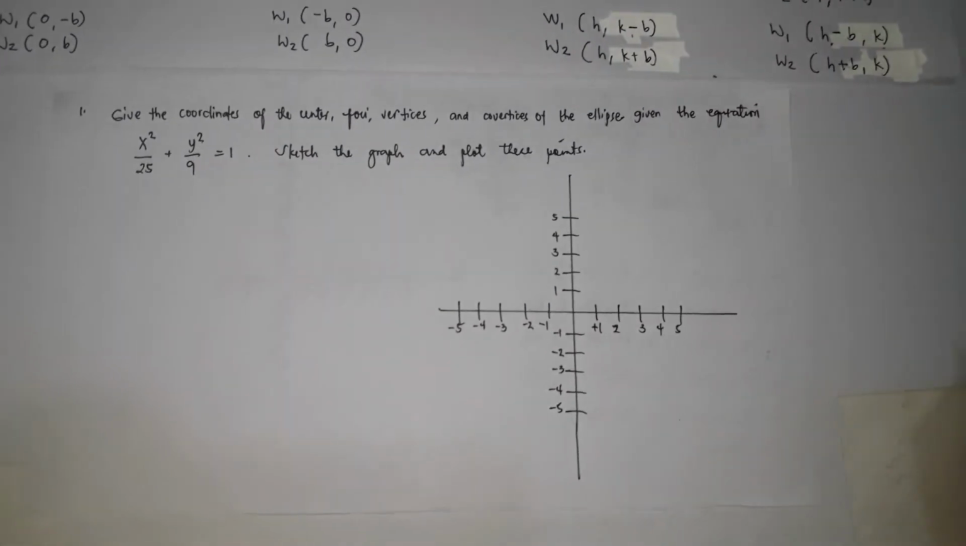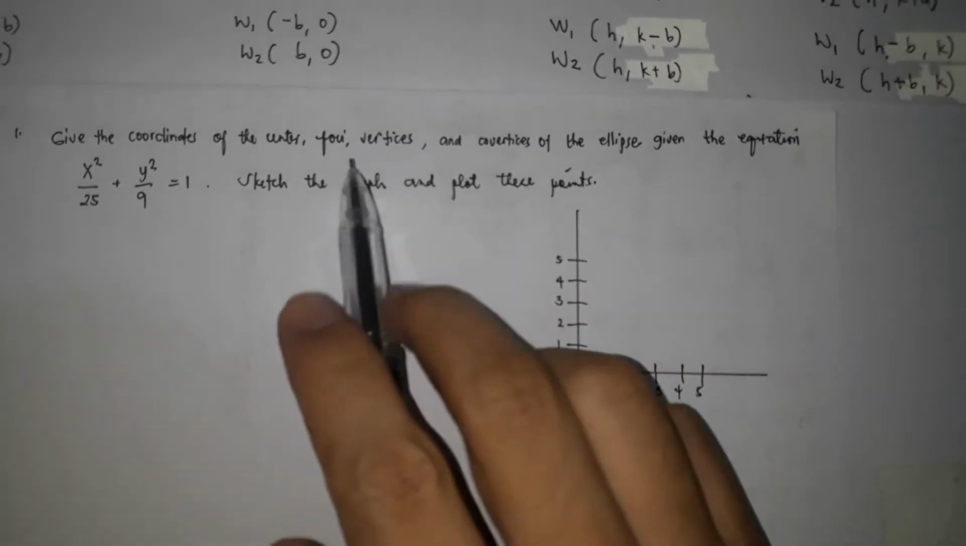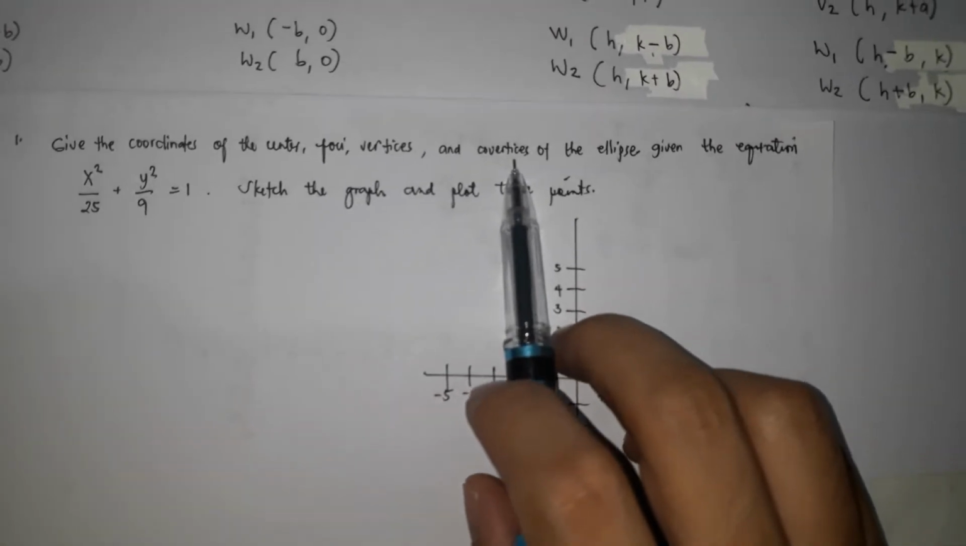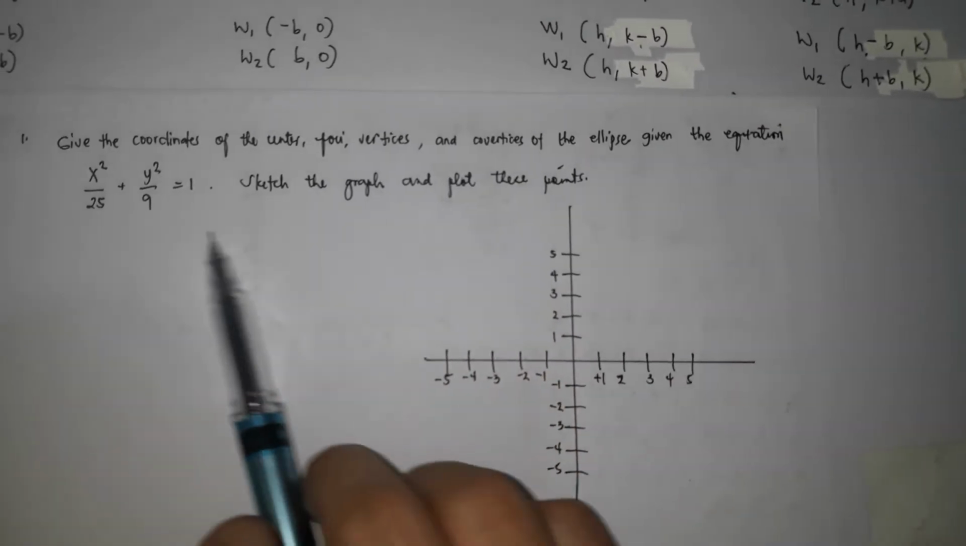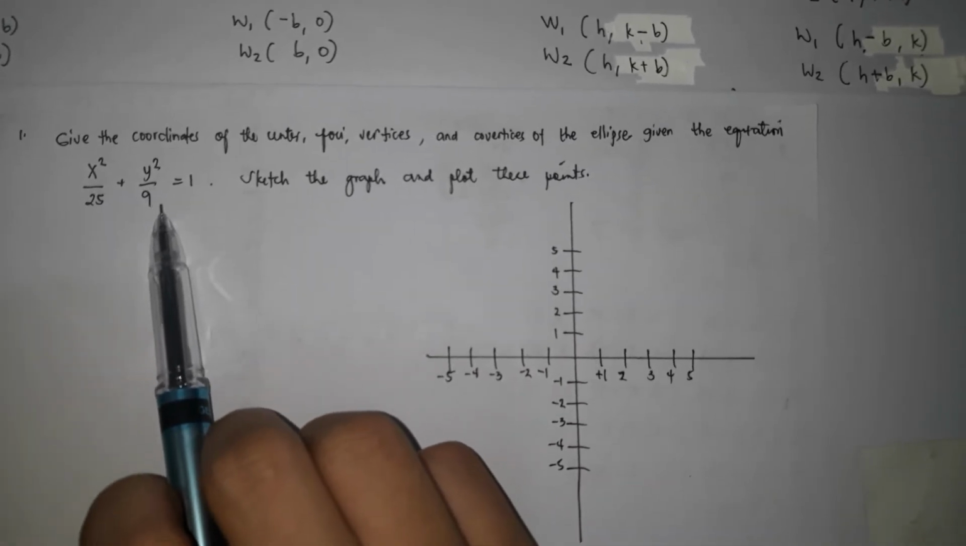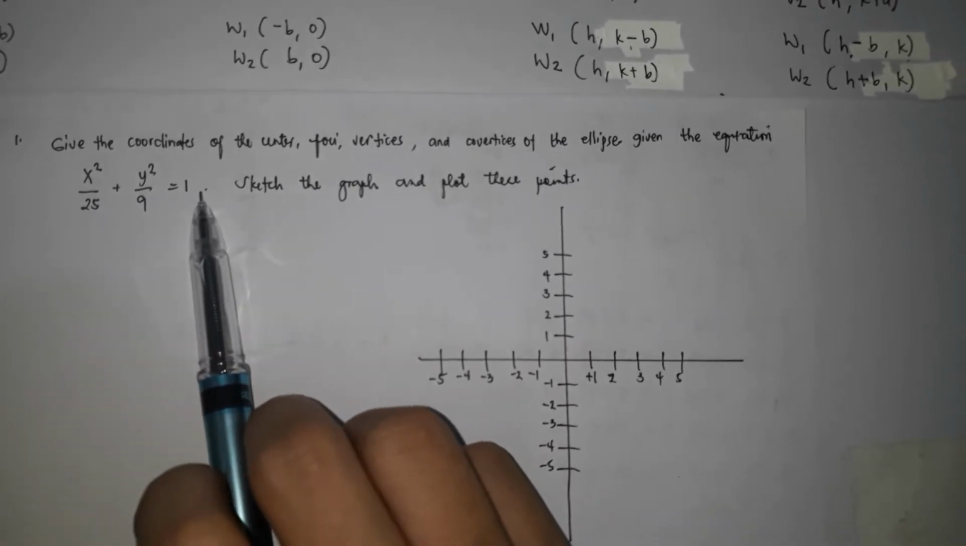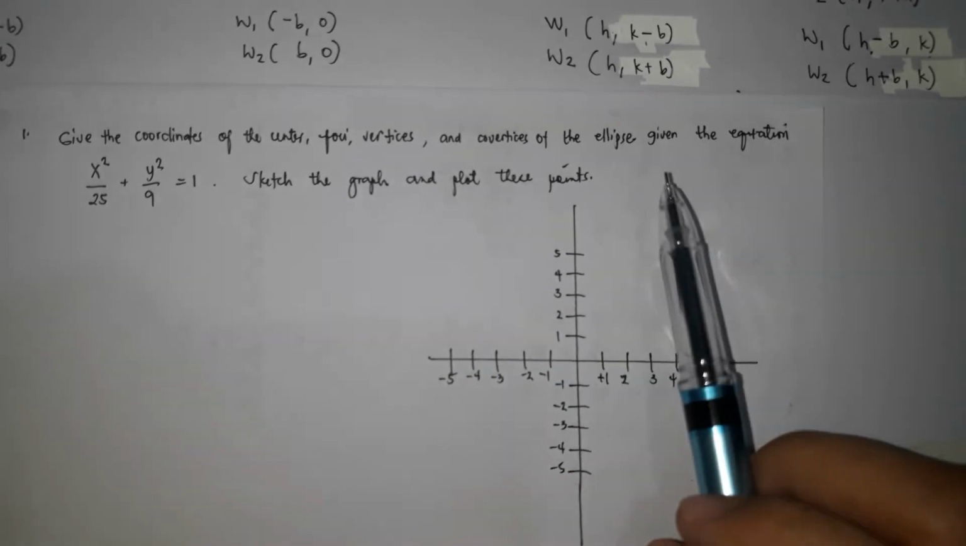Given this example, give the coordinates of the center, the foci, the vertices, and the co-vertices of the ellipse given the equation x squared over 25 plus y squared over 9 is equal to 1. Sketch the graph and plot these points.